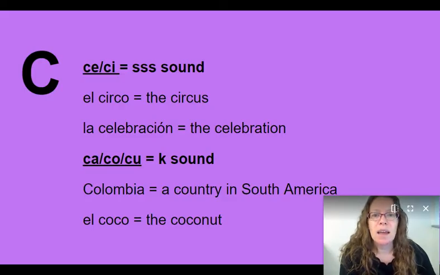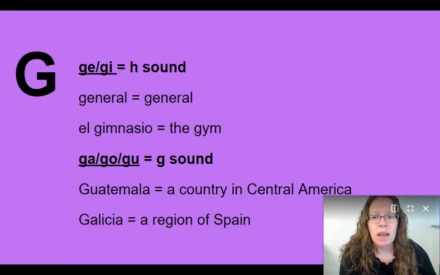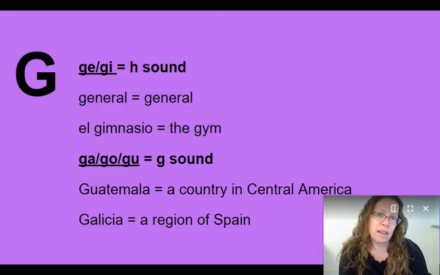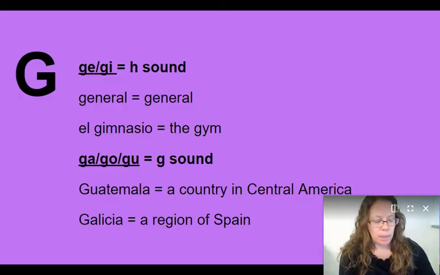Colombia, el coco. The letter G also has two sounds, and it also depends on the exact same vowels coming after it. So the first two are like an H sound: el gimnasio. And then the second two sound like a G: Guatemala, Galicia.